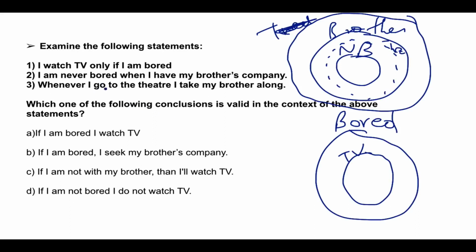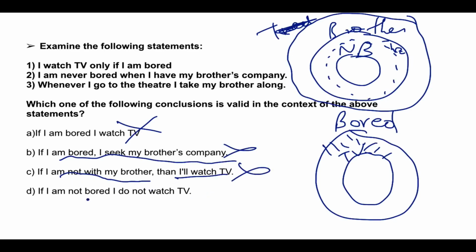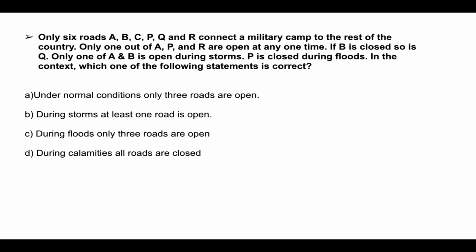Okay, so if I am bored, I watch TV. No, I can do many things also. I can go swimming, I can go biking also. If I am bored, I seek my brother's company. No, it is also wrong. If I am not with my brother, then I'll watch TV. This is also wrong. If I am not bored, then I do not watch TV. This is absolutely correct because the entire TV circle is within the bored circle. So if I am not bored, I will never watch TV.